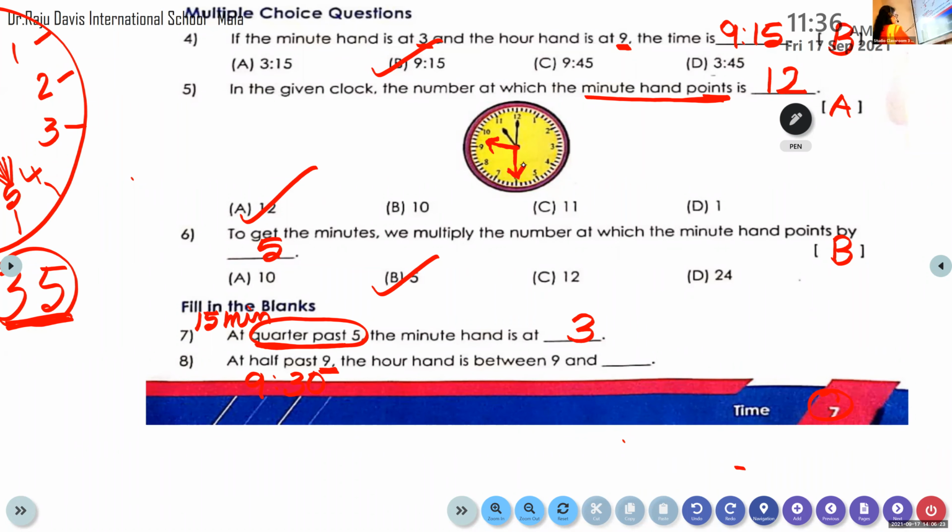9 and... It is in between two numbers, isn't it, Aidan Rojo? Which two numbers are there? 9 and 6.